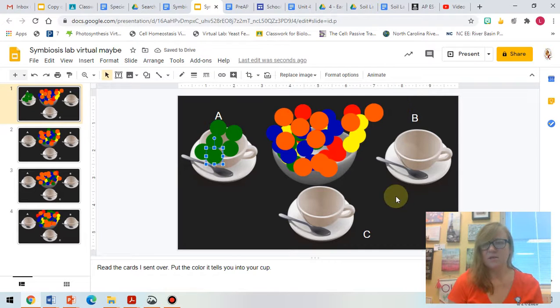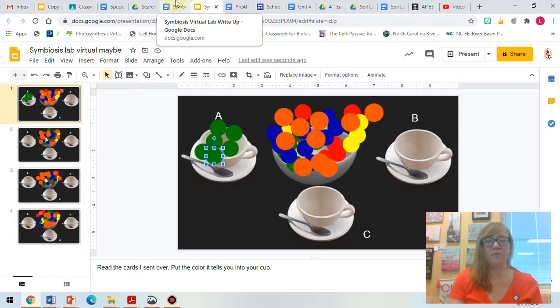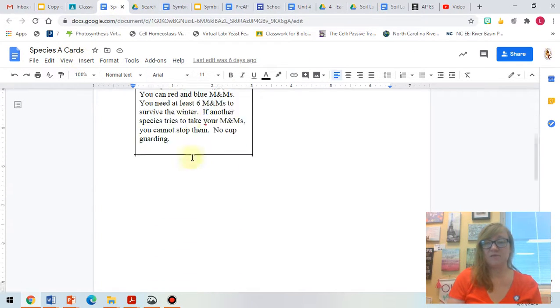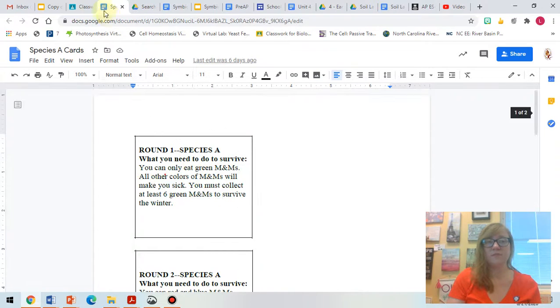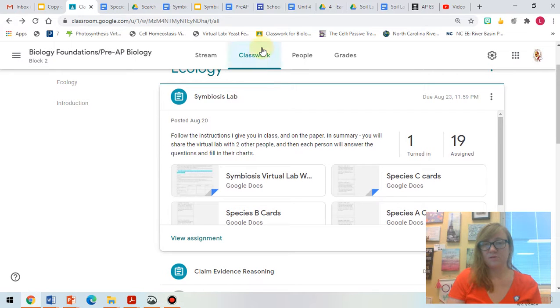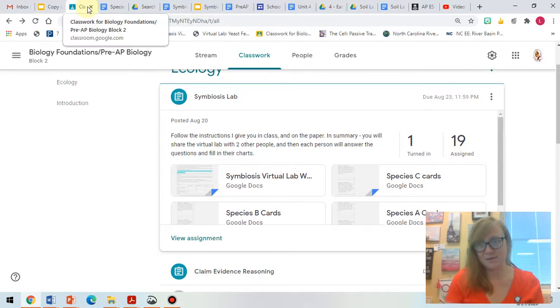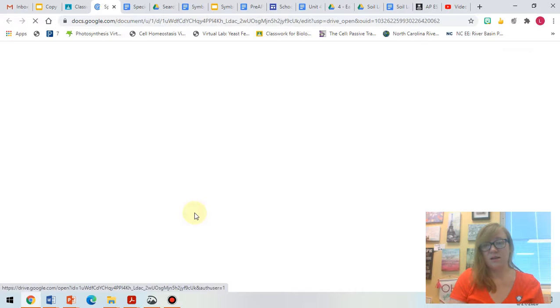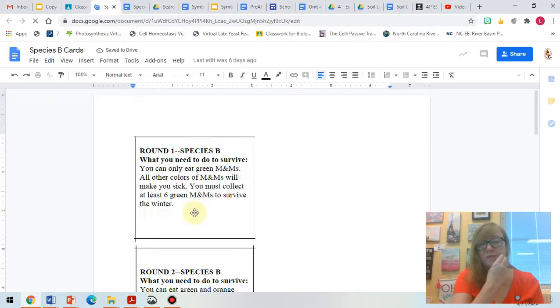Well, what about these other cups? Say I'm working by myself, I don't have a partner right now, or I don't feel like working with a partner. Okay, well, I only have A where it says species A, and these are for all the different rounds. All I have to do is go to my classwork. You saw I clicked up here. I know what tab it is because I've got so many open. All I have to do is click on my classwork, and now I can click on the species B card and see what B says for round 1.